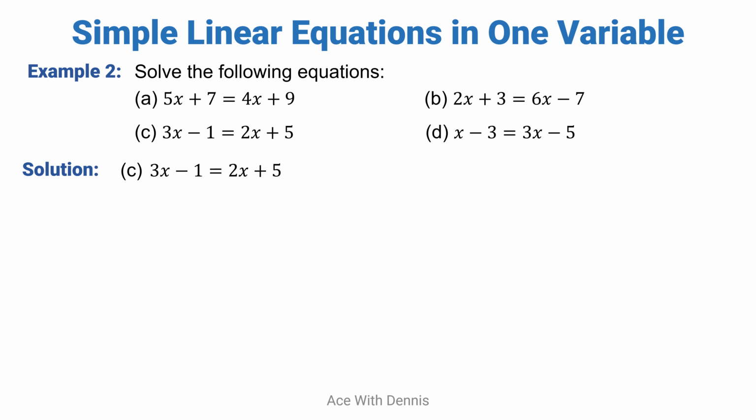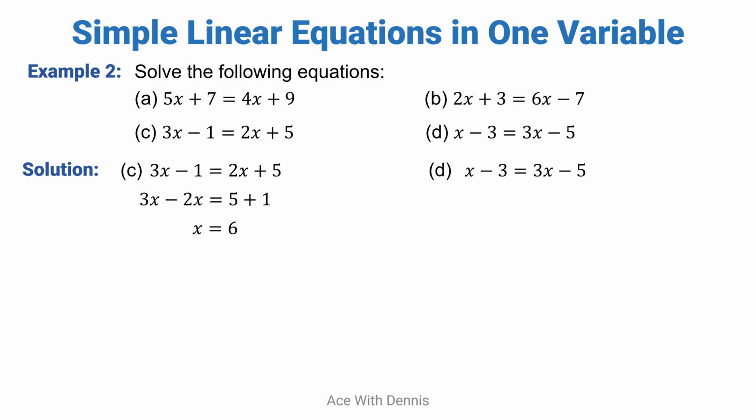C, 3x minus 1 equals 2x plus 5. So we want to move the x term to the left hand side and the constant terms to the right hand side. Okay, so 3x, the 2x moves to the left hand side, we get minus. And the minus 1 moves to the right hand side and becomes plus. Hence the equation is 3x minus 2x equals 5 plus 1. And the solution is x equals 6.